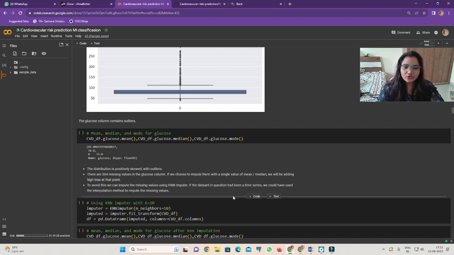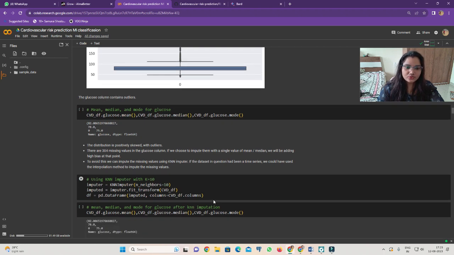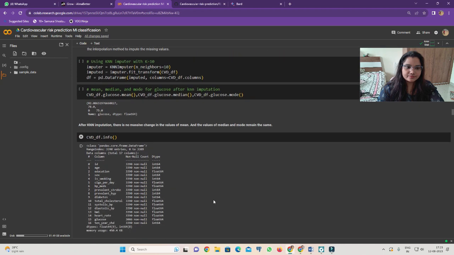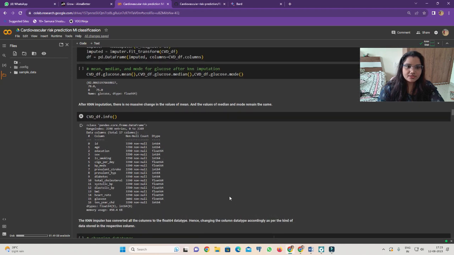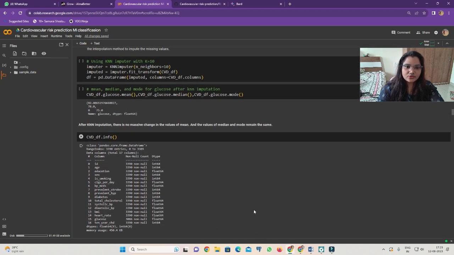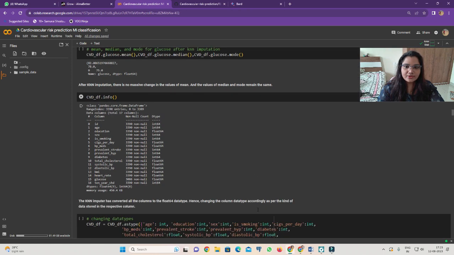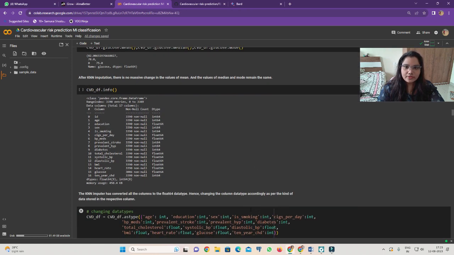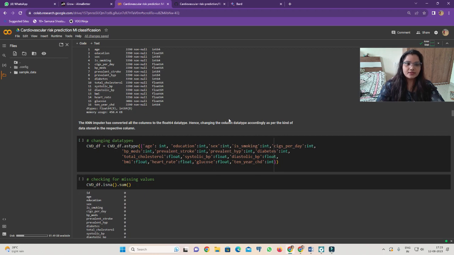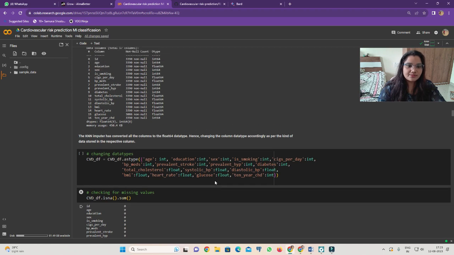If the dataset in question had been a time series, we could have used the interpolation method to impute missing values. After KNN imputation, there is no massive change in the values of mean, median and mode; they remain the same. The KNN imputer has converted all the columns to the float64 data type, hence we change the column data types as per the kind of data stored in the respective columns.